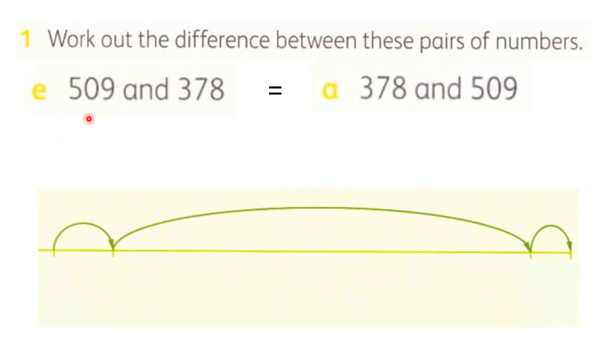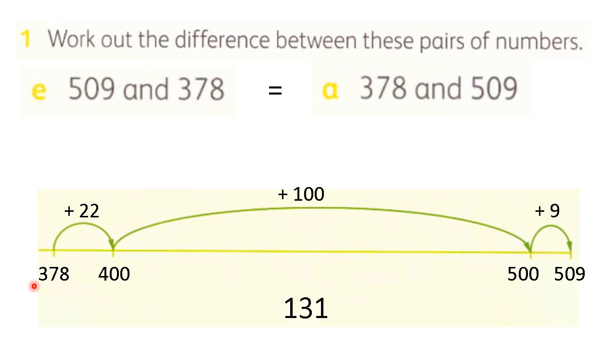E is the same as A. 378 and 509 are exactly the same. The difference, again, our smaller number, 378 to 400 is plus 22, 400 to 500 plus 100, 500 to 509 plus 9, 22 plus 100 plus 9 equals a difference of 131 for E, which is the same as A.